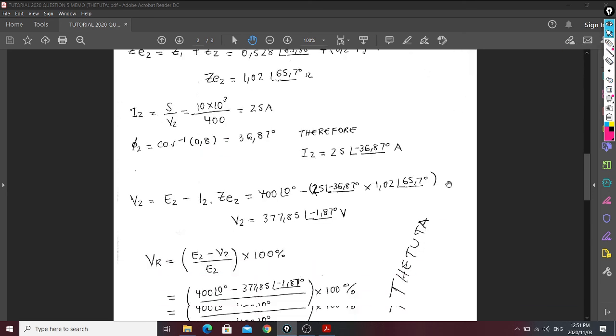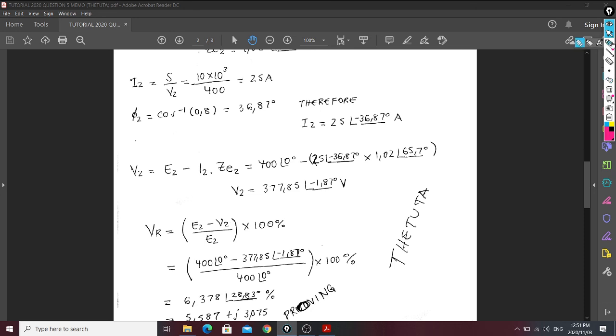now you can calculate the V terminal 2. From the equation, we say V terminal 2 is going to be E2 minus I2 times ZE2. So the induced EMF is always at the angle of 0. And then the given current is this. The ZE2 we have calculated is that. Then we can get our VE2.